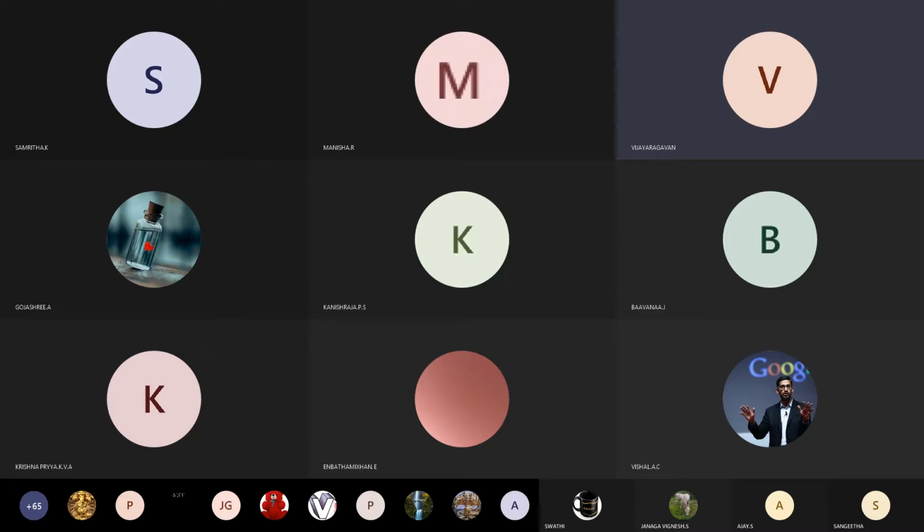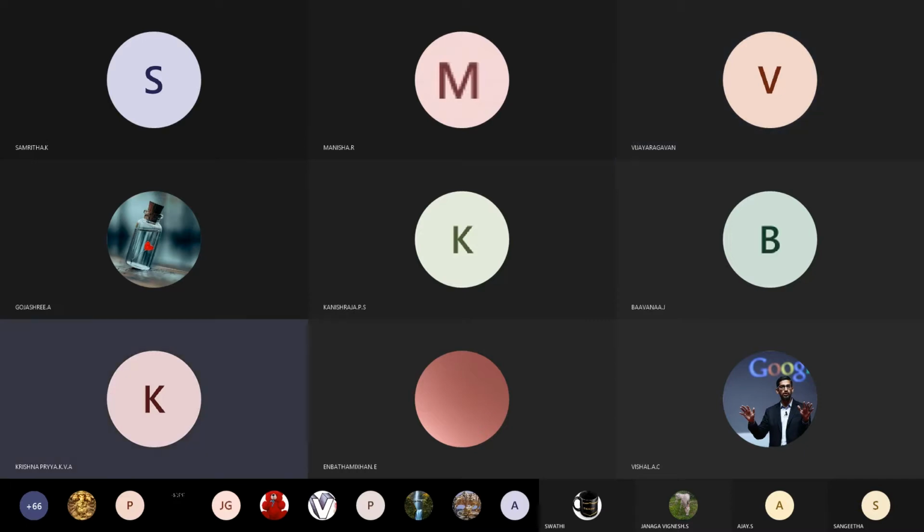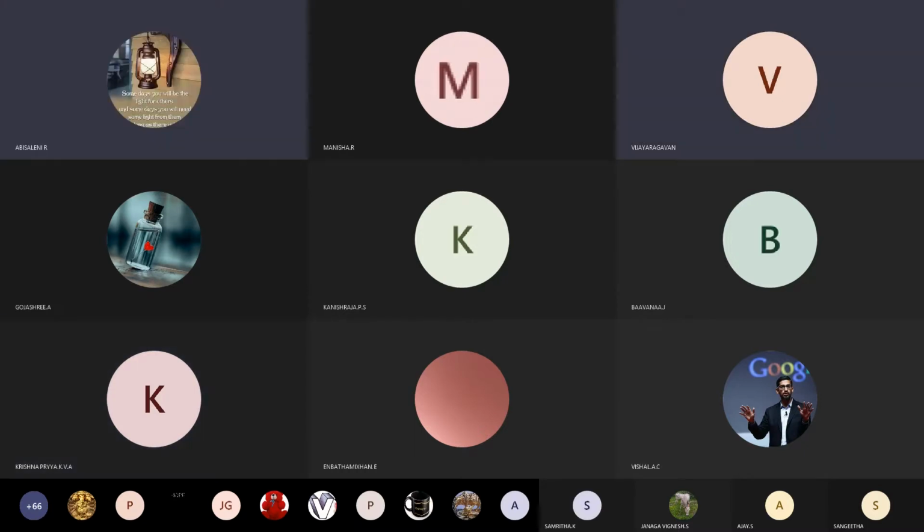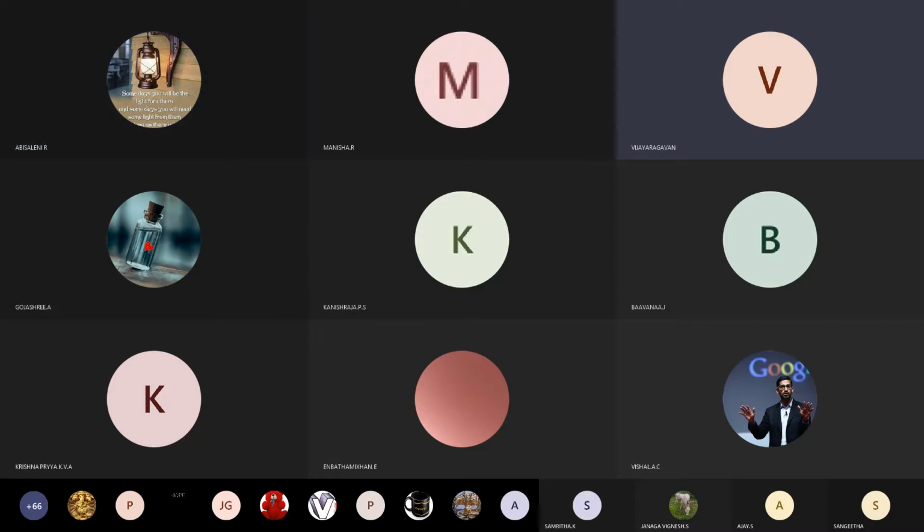So group 17. What are the elements present in group 17? Fluorine, chlorine, bromine, iodine. Very good. If you look and study, it will stay in memory. Fluorine, chlorine, bromine, iodine, astatine and tennessine. So all this belongs to the halogen family.